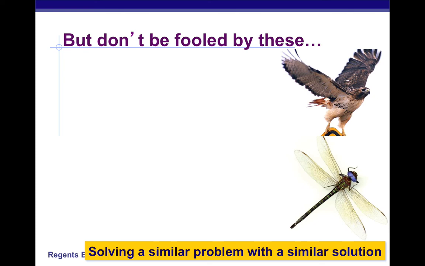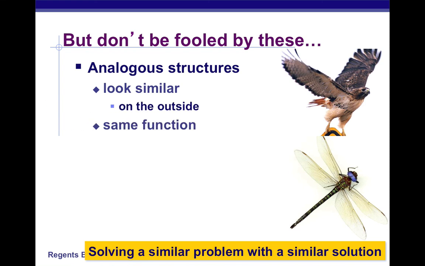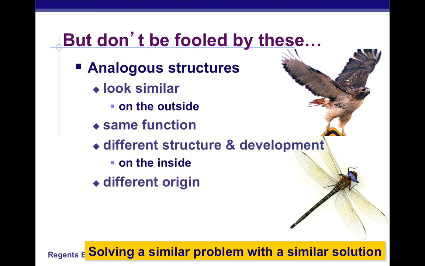Now, there's another type of structure you don't want to be fooled by, where they have the same function but different structures. For example, a hawk and a dragonfly both have wings that are used to fly, but the structures are completely different, which is an indication that they're not closely related. Same function, but different structures. Again, this indicates that they have a different origin and no evolutionary relationship.